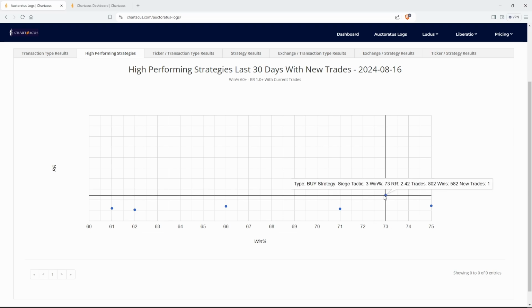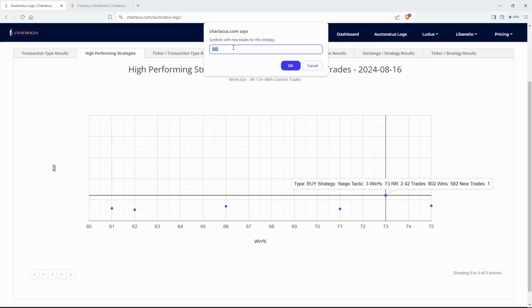And you see it's Siege Tactic, where the strategy is called Siege, and the tactic is number 3. Win percentage of 73. It has a reward to risk ratio of 2.42. It's had 802 different signals, and 582 of those are wins. And it has one new trade today. Let's click it and see what it is. EDZ. I'm going to copy it here.